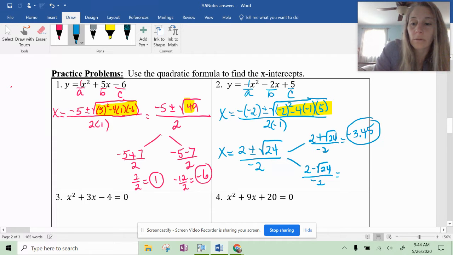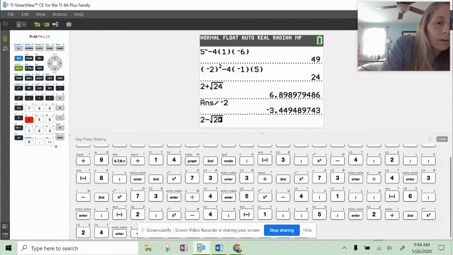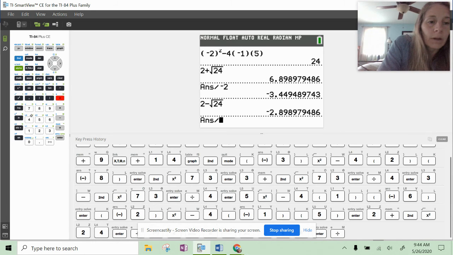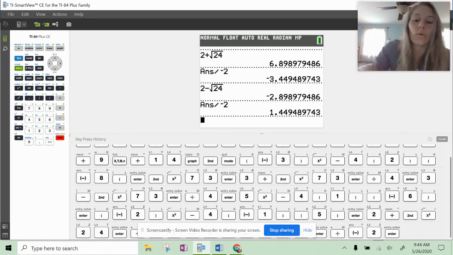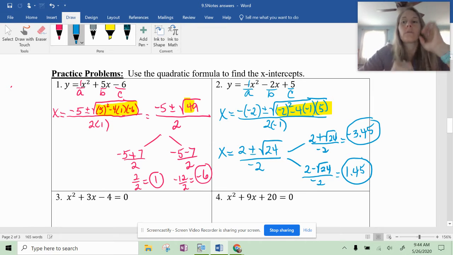And then the other solution, you've got 2 minus the square root of 24, and that's divided by negative 2 as well. And you have 1.45. And there's your two solutions for that example.